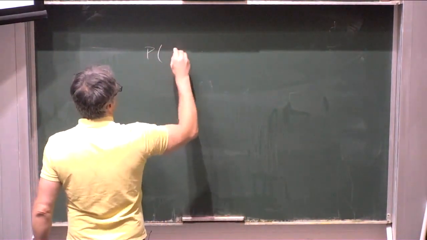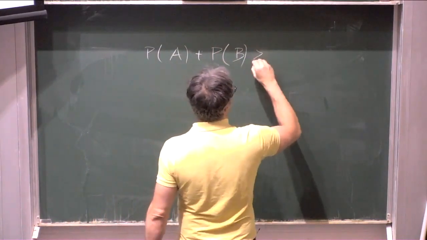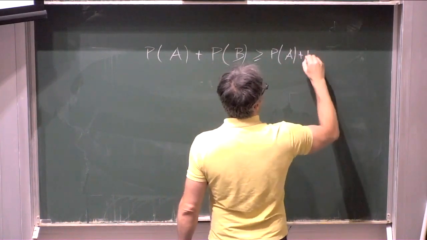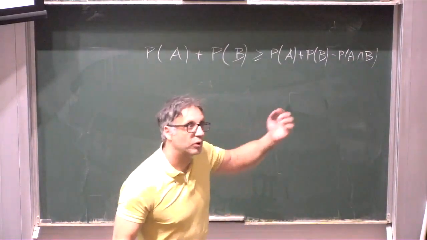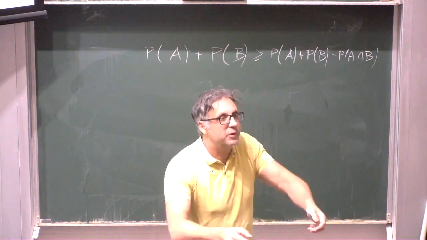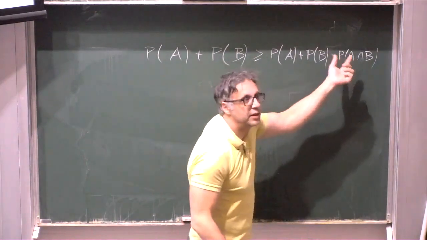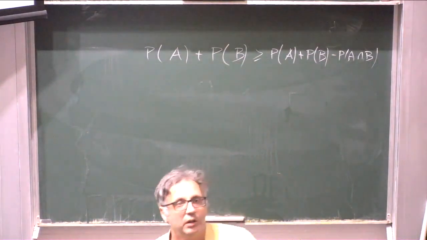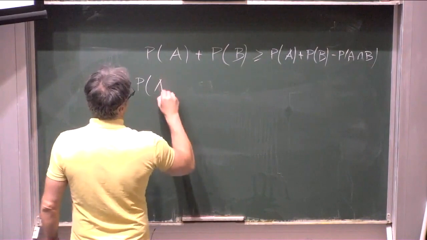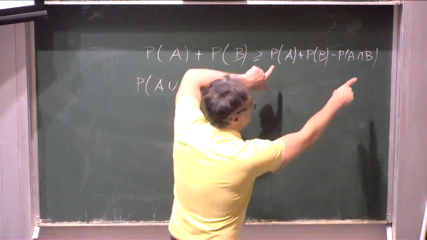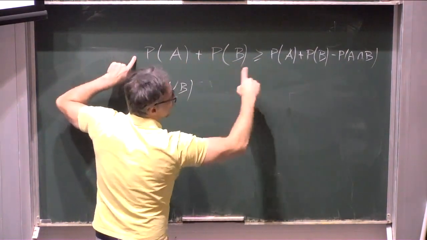So the probability of A plus the probability of B is larger or equal to the probability of A plus the probability of B minus the probability of A intersection B, because what I'm subtracting is non-negative. I'm decreasing the quantity here. I'm subtracting something that is non-negative. It's clear? So what you have here is that the probability of A union B can be written in this way with equality. So it must be less or equal than this through this relation.